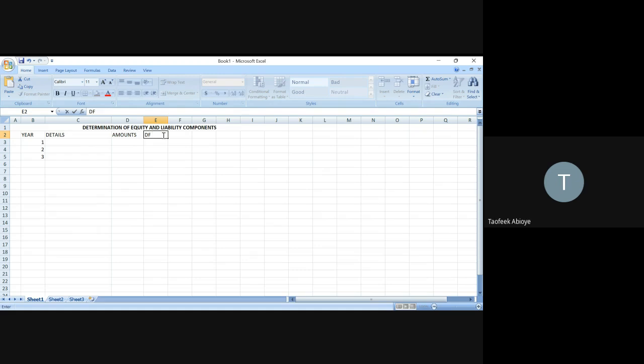At the effective interest rate. What's our effective interest rate? At 8%. So that discount factor must be at the effective interest rate.